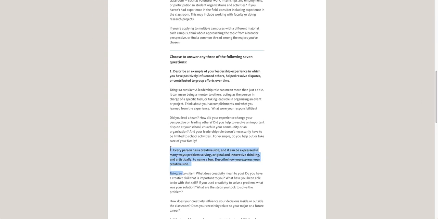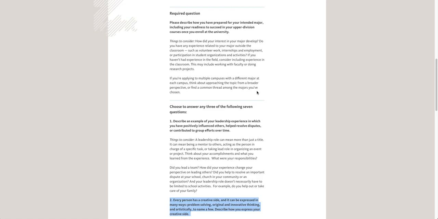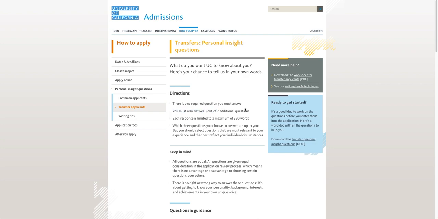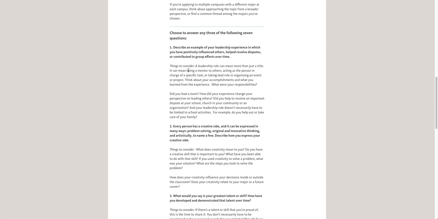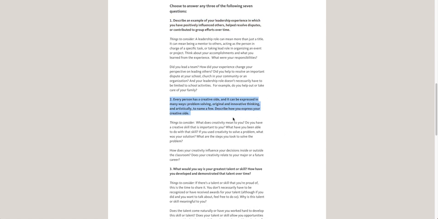So yeah, this one is definitely much more flexible, and I think it's an easier prompt to choose. And like I said, you can choose three answers out of seven, so you can completely ignore this one. If I was writing this transfer essay for this year, I would completely ignore this question because the answers are too cliche, and it's just a very difficult prompt to answer, in my own opinion. But this one gives you a lot more flexibility.